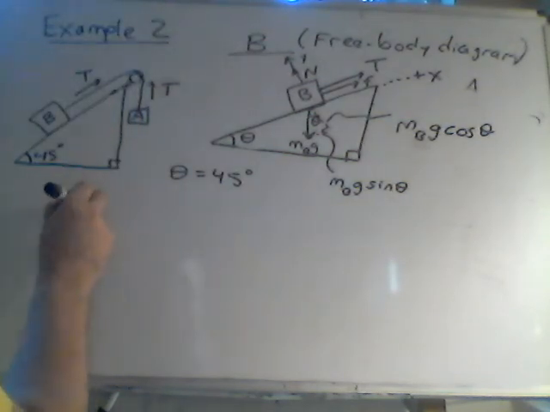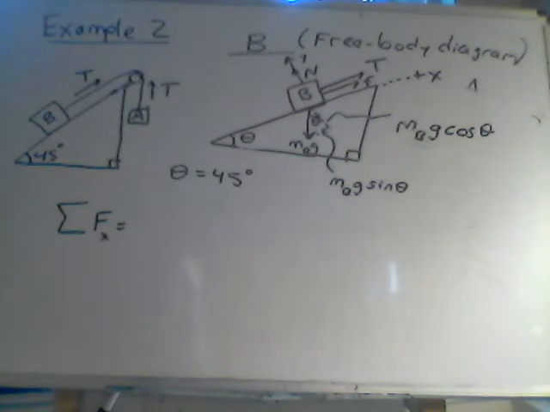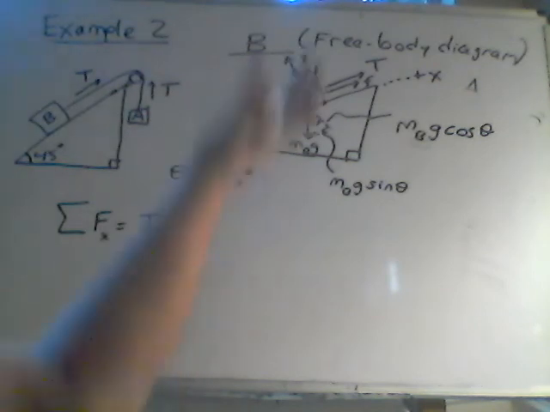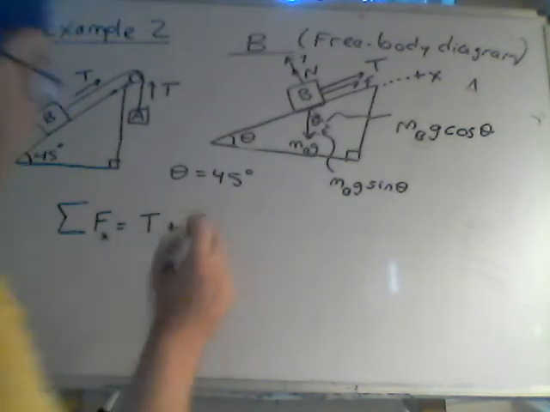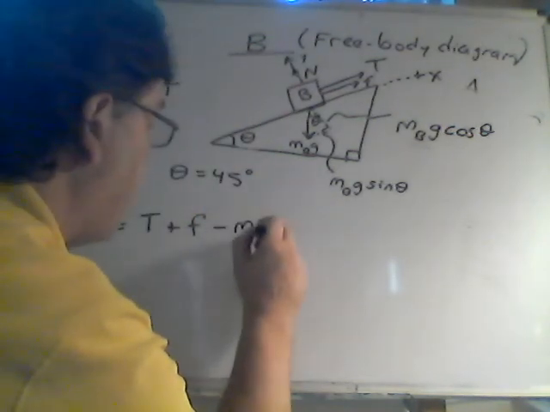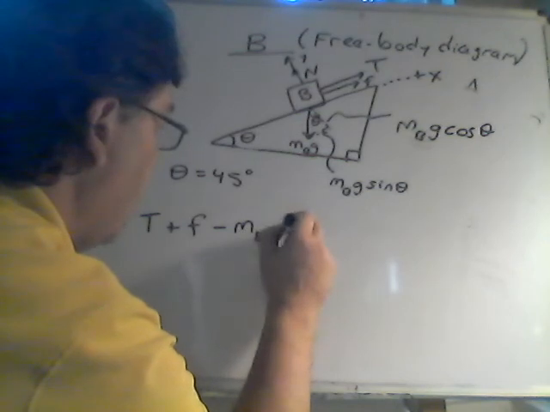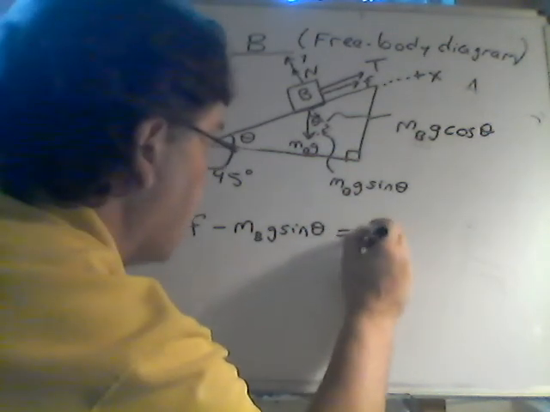In that particular situation, we're going to do Newton's second law, the sum of all forces in the x direction, as usual. So what's Newton's second law going to tell us? Well, it tells us that T in the positive direction plus f, little f, that's the frictional force, minus M sub B G sine of theta equals, and again, we're going to have an acceleration this time, M a.